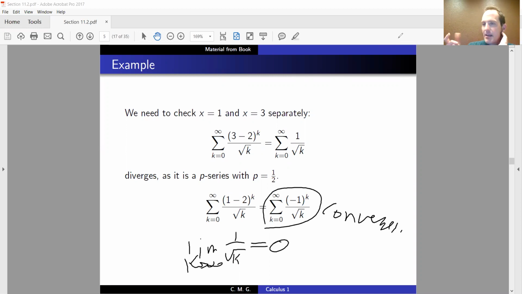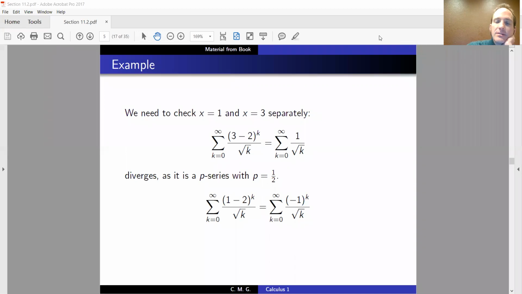because it's alternating, and in an alternating series test, all I need to check is that the inside term goes to 0 as k goes to infinity. And so I get this convergence by the alternating series test.